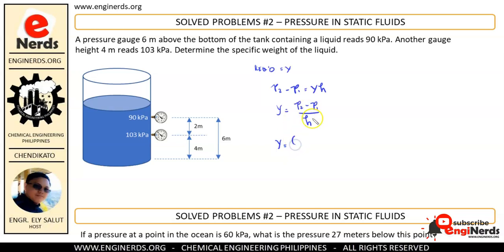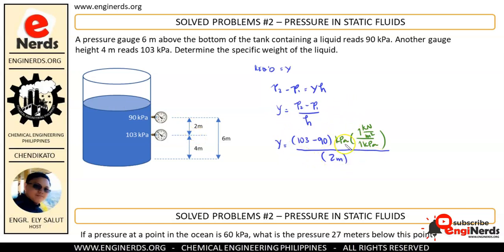Our P2 is equal to 103 kilopascal minus our P1, which is 90 kilopascal. Okay? Our unit here is kilopascal. To make our unit clearer, we know that 1 kilopascal is equal to 1 kilonewton per square meter. This is over our height between P2 and P1, which is equal to 2 meters. So, we have here 2 meters.